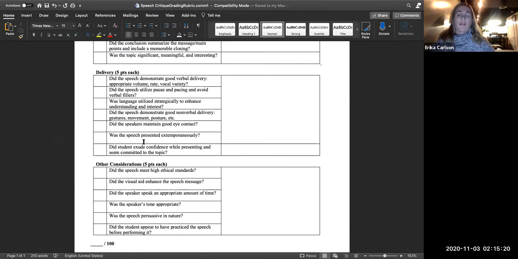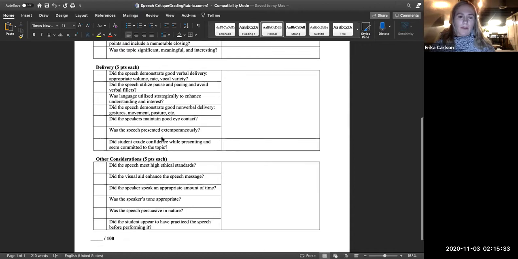You're also going to want to look for nonverbal delivery. So nonverbal delivery is everything that's not verbal. Gestures, movement, posture, eye contact, all of those things are related to nonverbal delivery.